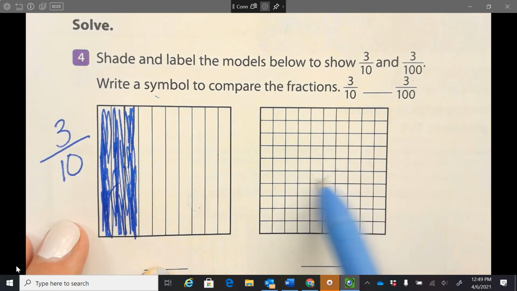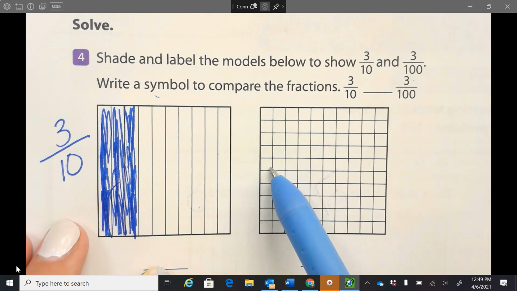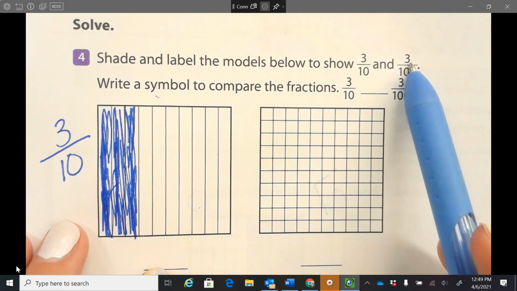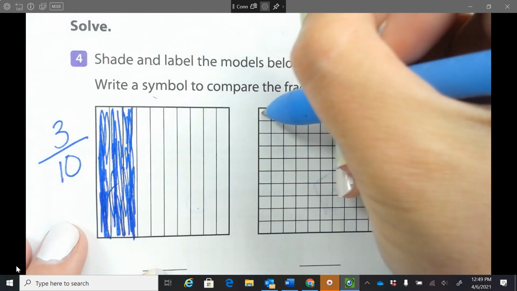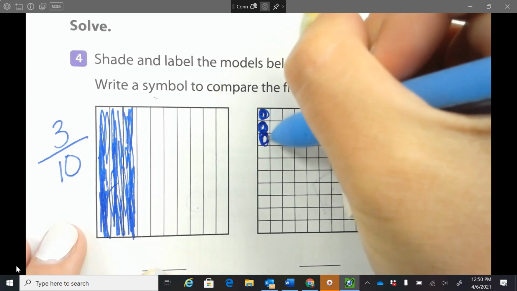Gregory, how many of these hundreds do I color in? 3. 3 boxes. Yeah, 3 boxes. 1, 2, 3, just like that.